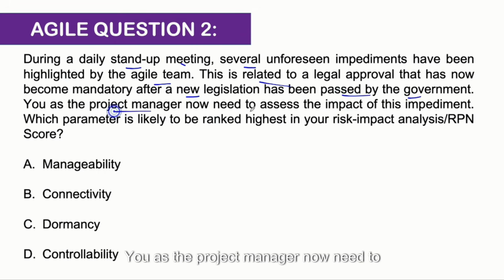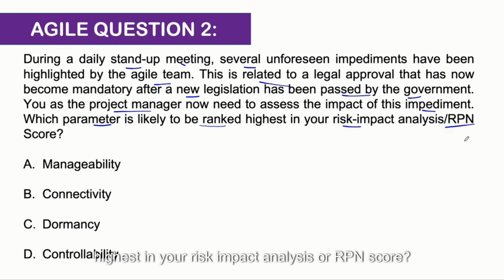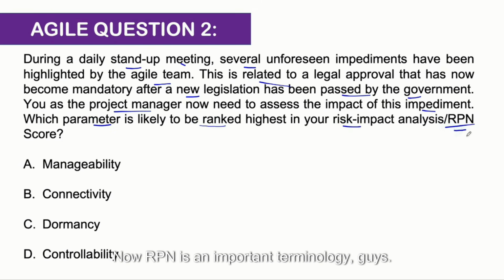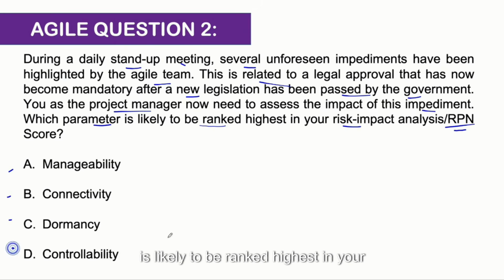You as the project manager now need to assess the impact of this impediment. Which parameter is likely to be ranked highest in your risk impact analysis or RPN score? Now, RPN is an important terminology, guys. This means risk priority number. Okay, so you need to get used to these kinds of acronyms which are very common in the PMBOK terminologies. Okay, so the question is asking which parameter among these 4 options A, B, C and D is likely to be ranked highest in your risk impact analysis.